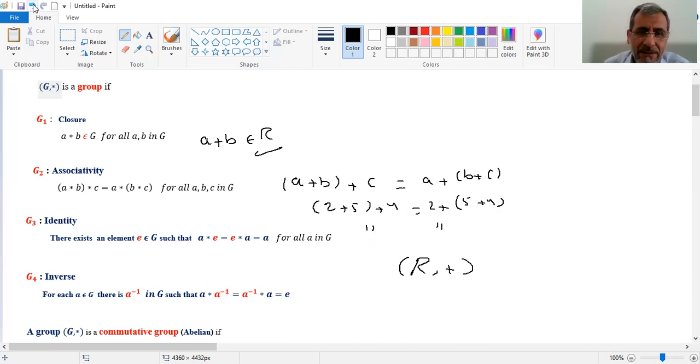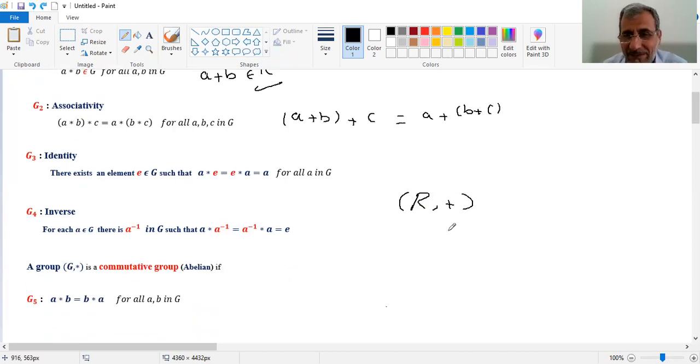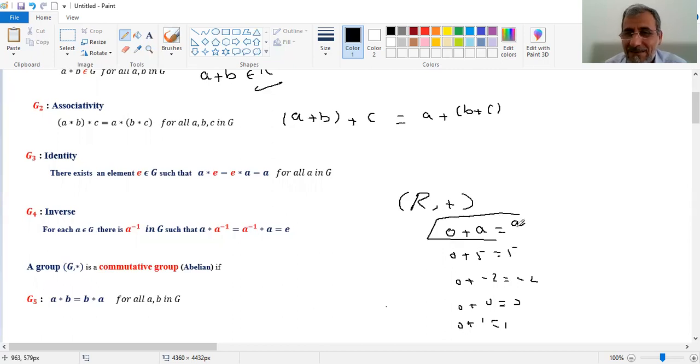Then the third one, identity. Clearly 0 is in R. So we have 0 plus any real number is the same real number. Like, 0 plus 5 equals 5. 0 plus negative 2 is negative 2. 0 plus 0 is 0. 0 plus 1 is 1, and so on. So 0 plus A is A. So there is an element which is 0. Clearly 0 is an identity.